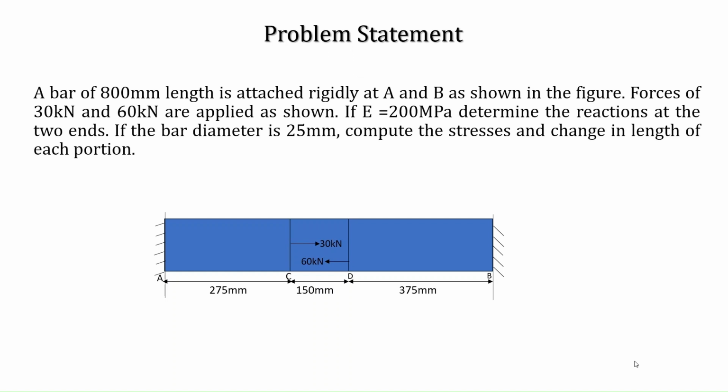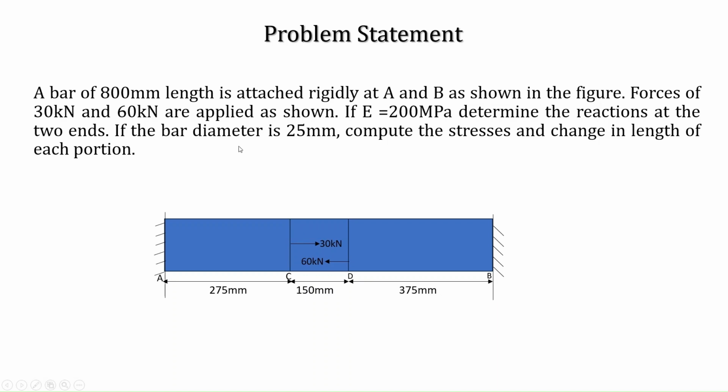We have a bar of 800 length which is attached rigidly at the endpoints A and B as shown in the figure here. Forces of 30 kilonewtons and 60 kilonewtons are applied as shown. As you can see, 30 kilonewton is tensile and 60 kilonewton is compressive. If the Young's modulus E is 200 MPa, determine the reactions at the two ends.